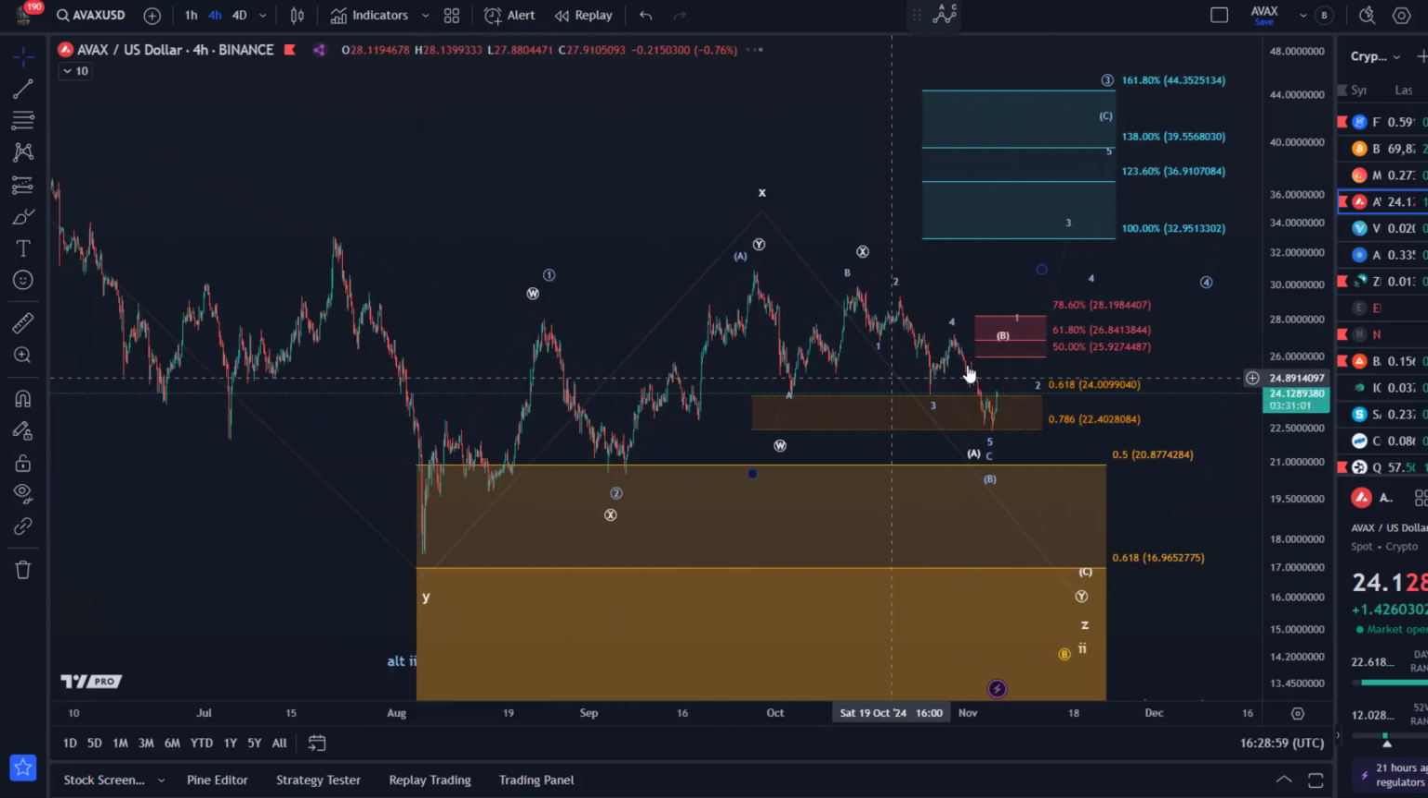AVAX remains overall caught in sideways patterns. As you can see here, there's a small, tiny reaction to one of the Fibonacci levels. That's never a surprise if we see a small bounce there. And we are distinguishing here between the white scenario and the blue one.